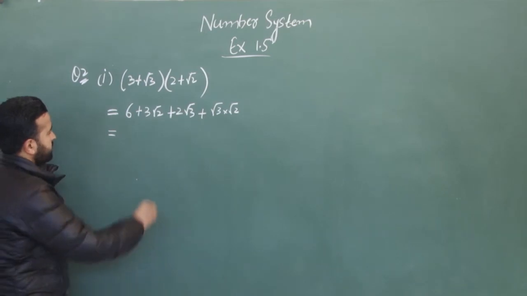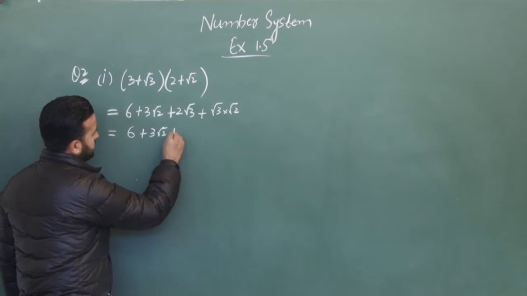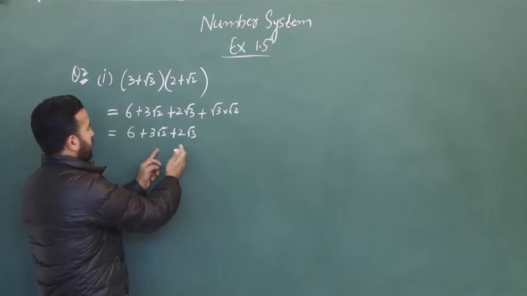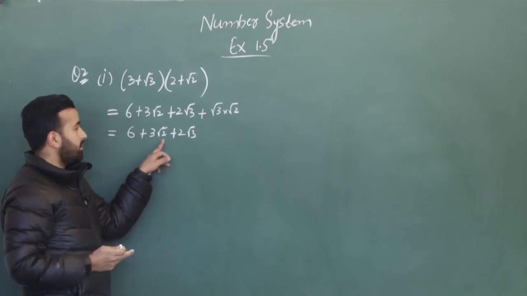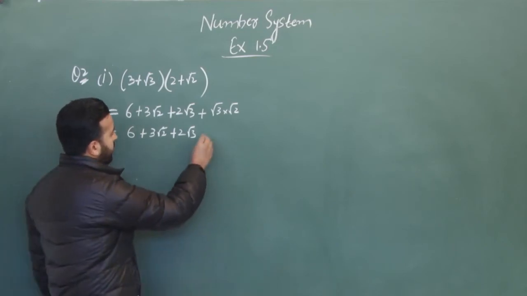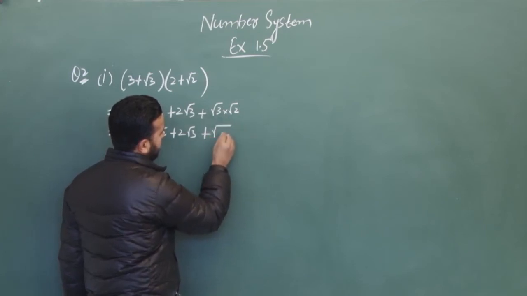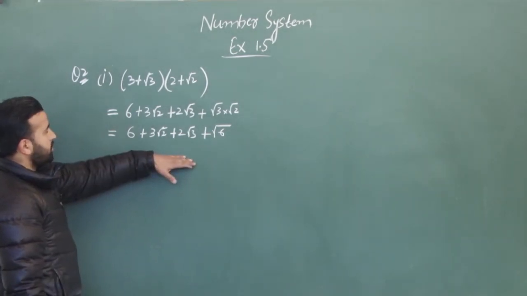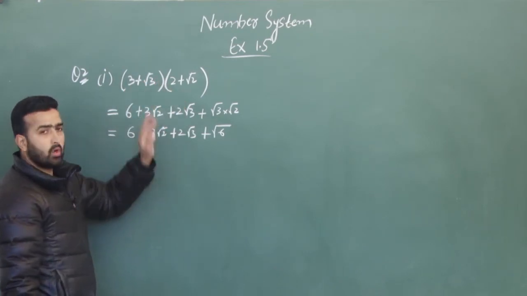Further, we can write it like this: 6 plus 3 root 2 unchanged, then 2 root 3. Here we cannot add these two different quantities because the radicand is different. Here the radicand, the number in the radical form, is 2, and here it is 3. And then we simply multiply them together, which gives root of 6. So this is the resultant expression after simplifying 3 plus root 3 with 2 plus root 2.